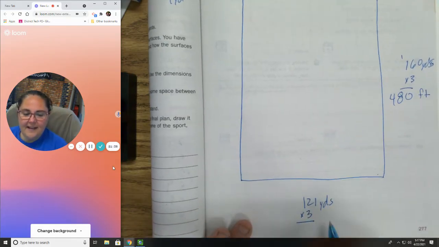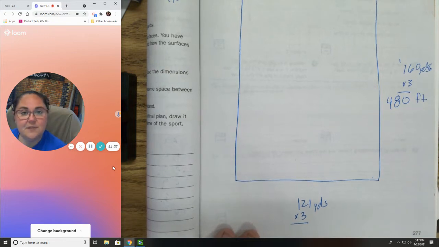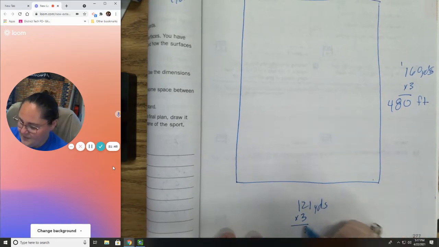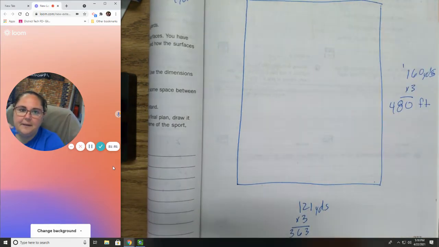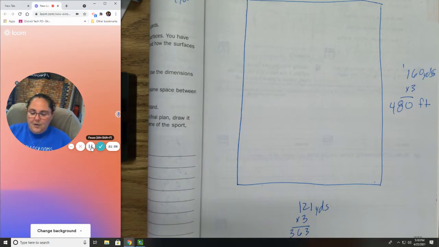And next, what is 121 times 3? Three times 1 is 3. 3 times 2 is 6. 3 times 1 is 3. So 363 feet by 480 feet. Okay, now let's see what we need to do. Now we need to look at our shapes. Okay, so this is my rectangle.